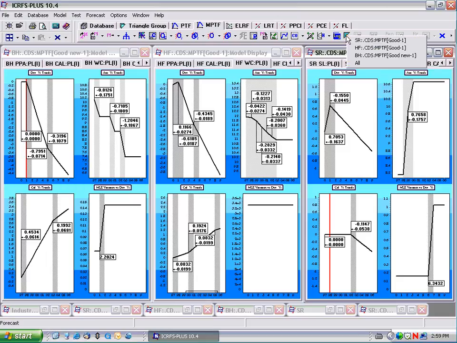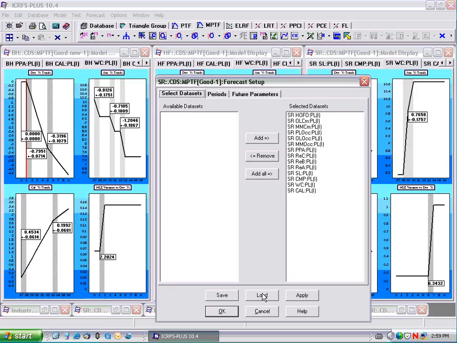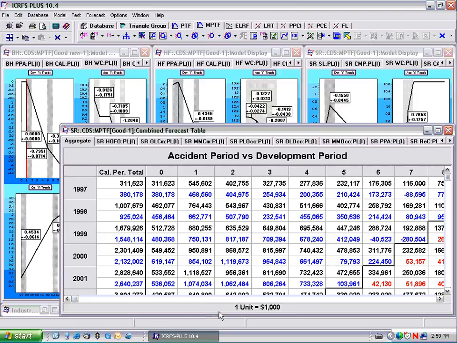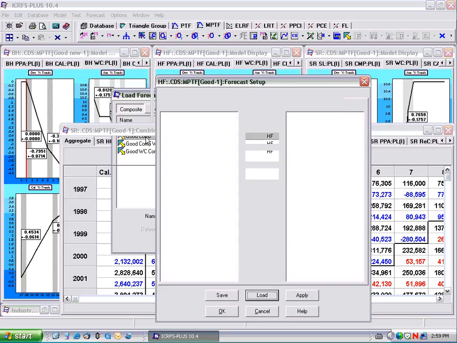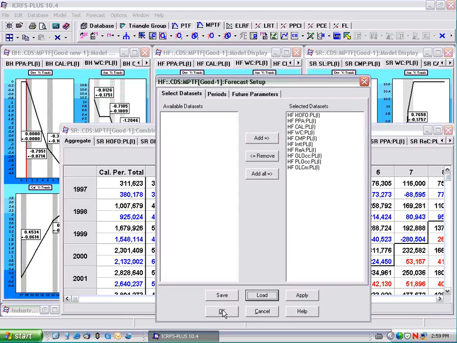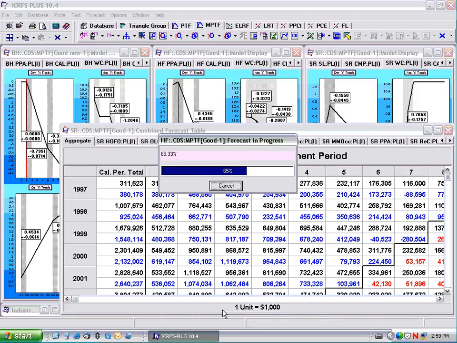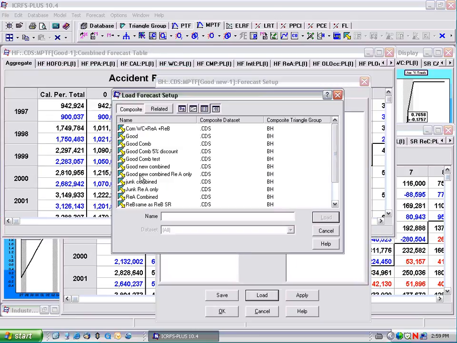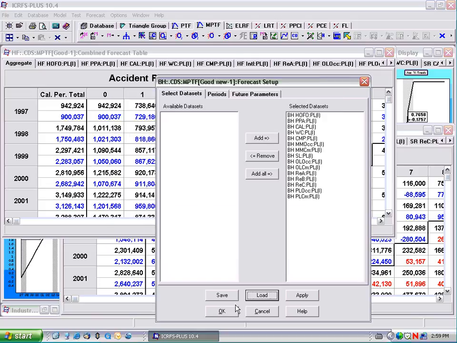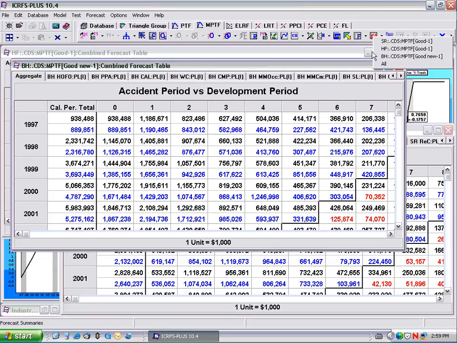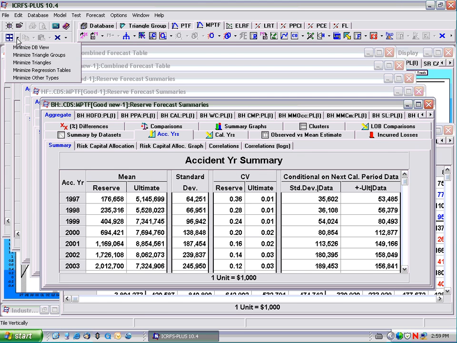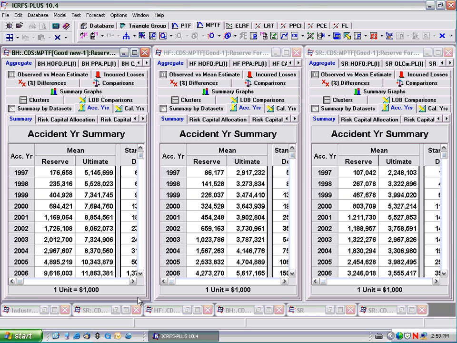Let's do a forecast for each. And we're going to load good combined. Okay. Now we're going to load the same thing for good combined. That's for Hartford. And then we're going to load good new combined for Berkshire Hathaway. And why don't we study immediately just the forecast summaries? Well, let's look at coefficient of variation of the aggregate.